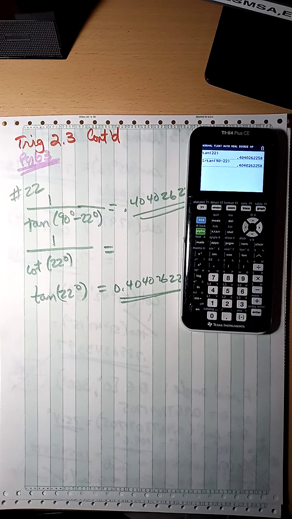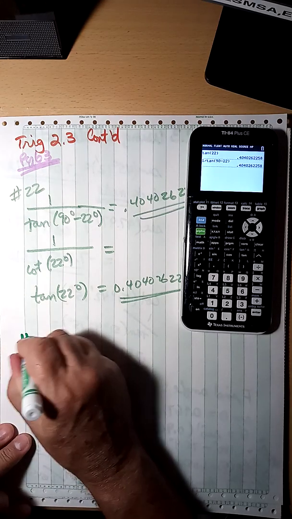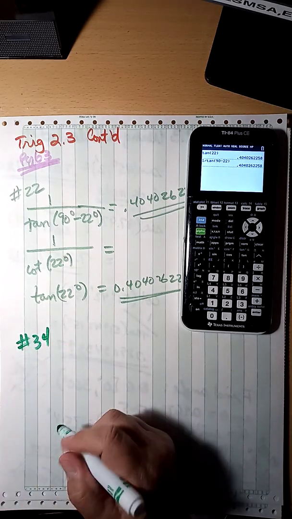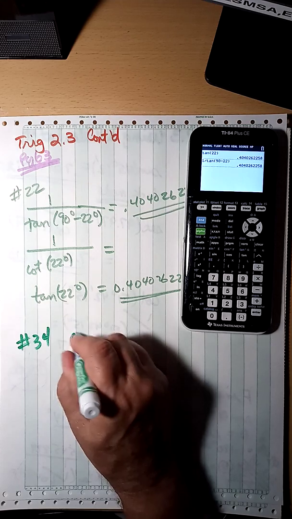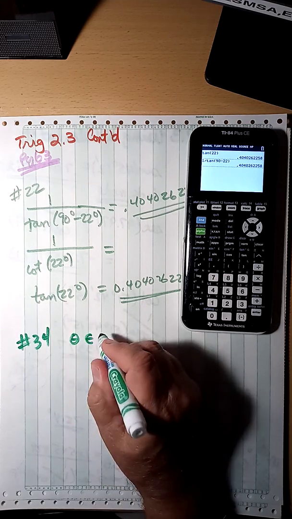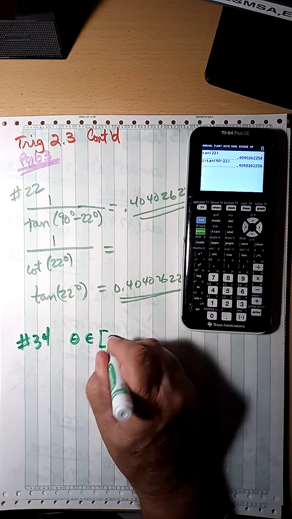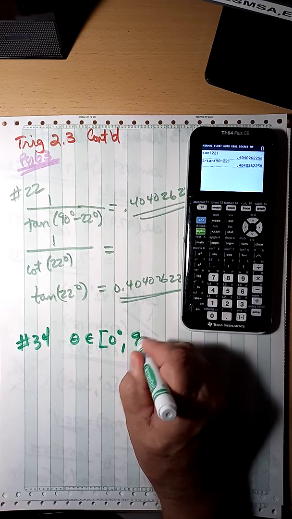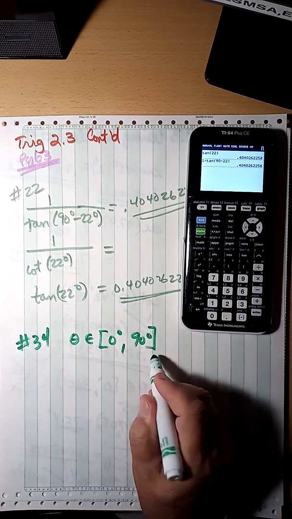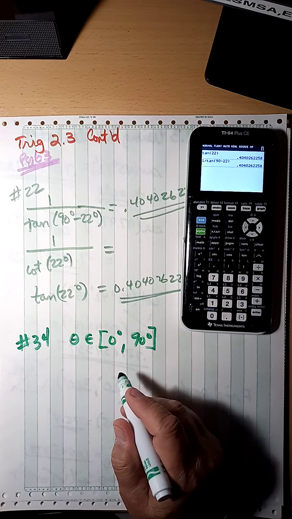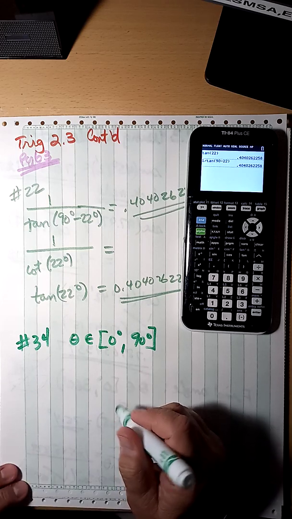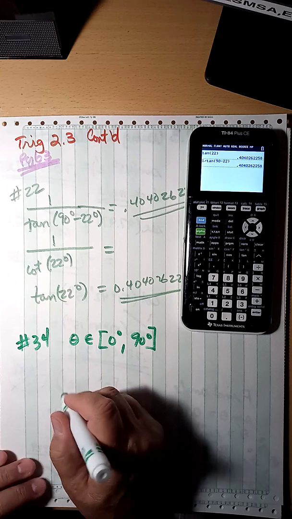How about number 34? So for number 34, find the value of theta. Theta is in the interval from 0 to 90 inclusive. They've got square brackets on both here. It satisfies each statement. Write the answer in decimal degrees to 6 decimal places.